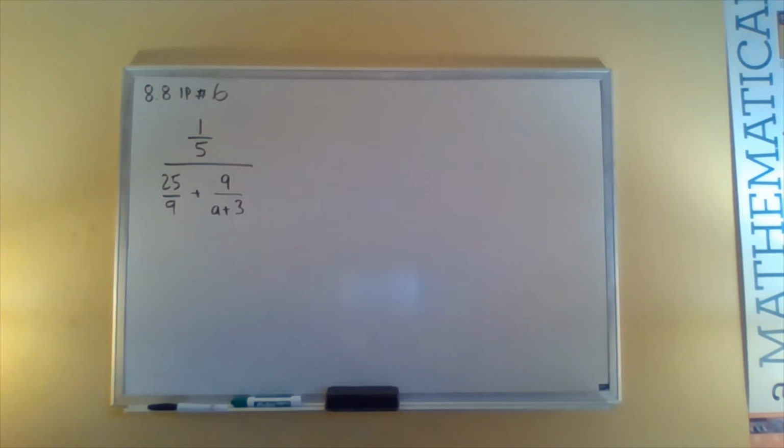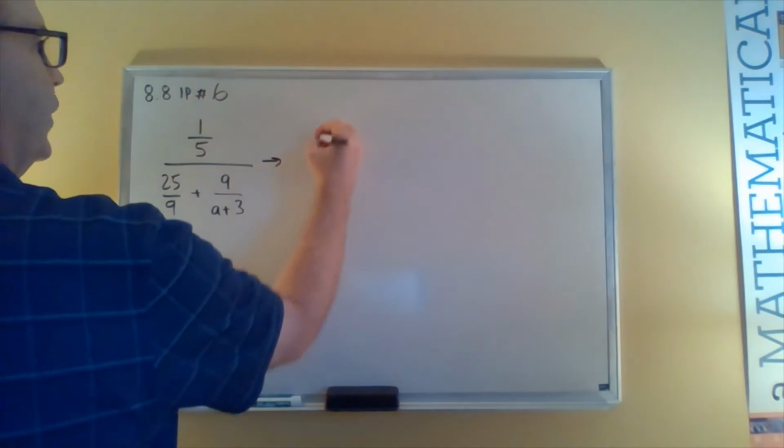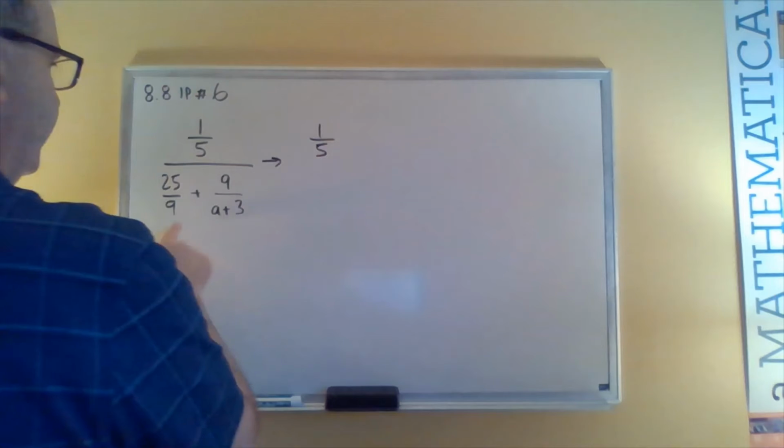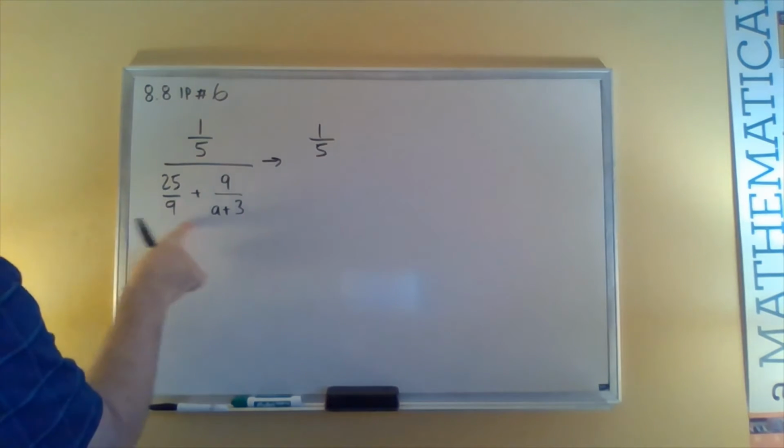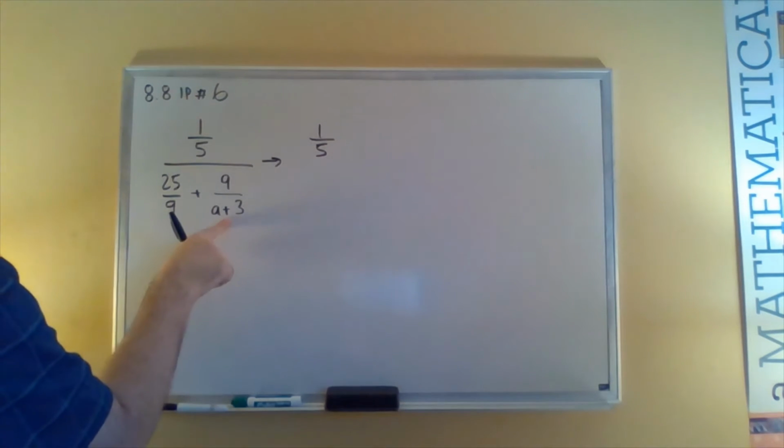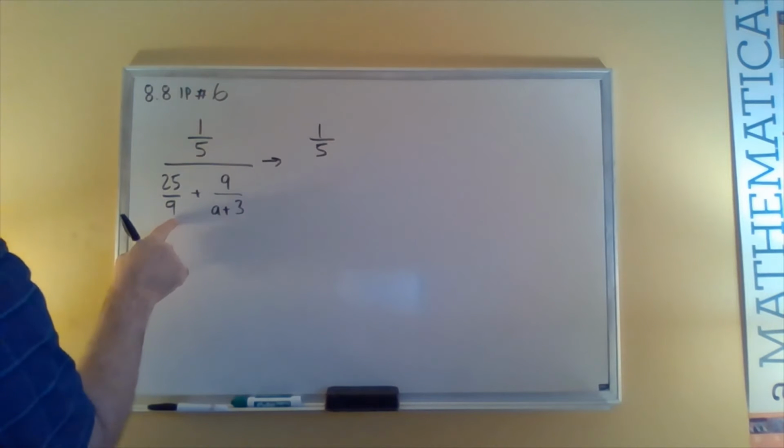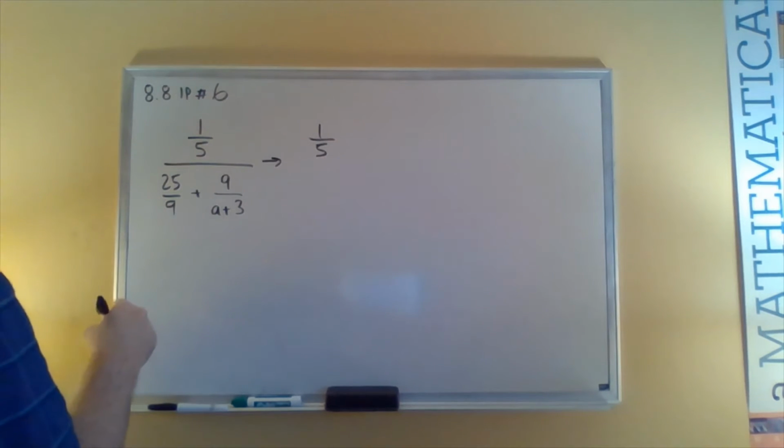Here's number 6. We have 1/5 over 25 ninths plus 9 over a plus 3. So again, I'm trying to get a single fraction in the numerator and denominator. Okay, in the numerator. Got some work to do in the denominator, however. So I need to pick a common denominator for these two fractions down here. Looks like it's going to be 9 times a plus 3.